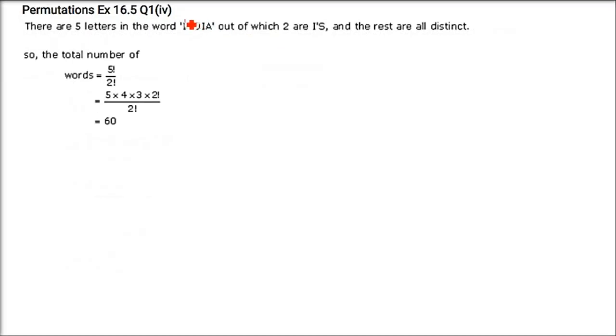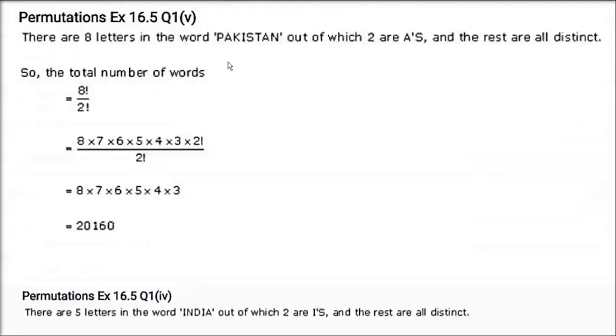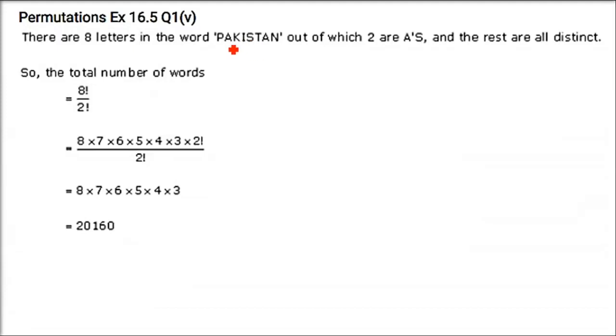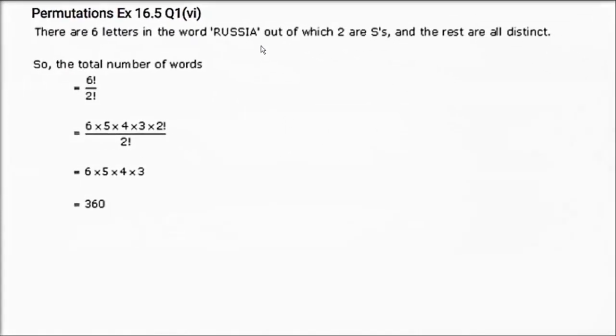India, only I is repeated, so we have 5 letters and repeated is only 2. So factorial 5 by factorial 2. Pakistan, we have 8 letters here, and 2 times we have A's, so factorial 8 by factorial 2, 20160. Russia, only S has come 2 times. So factorial 6 by factorial 2, where 6 is the whole number of letters. 360.